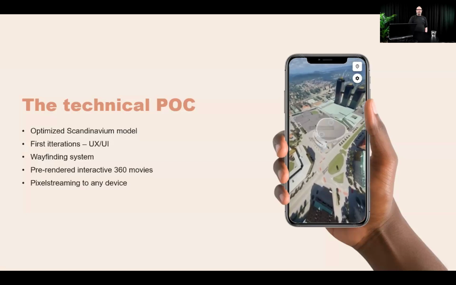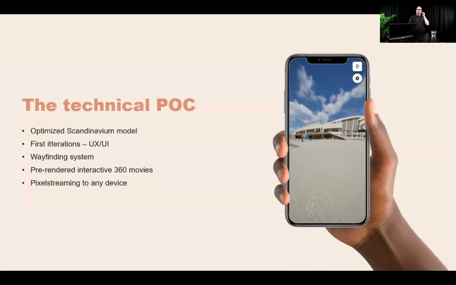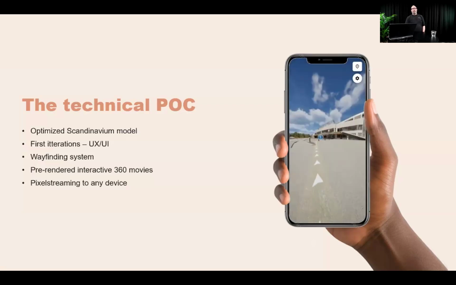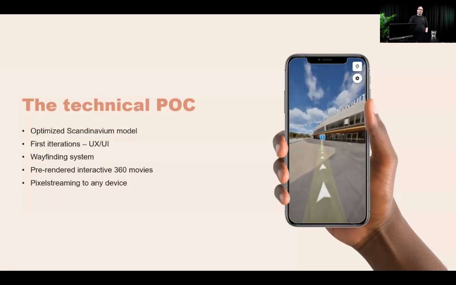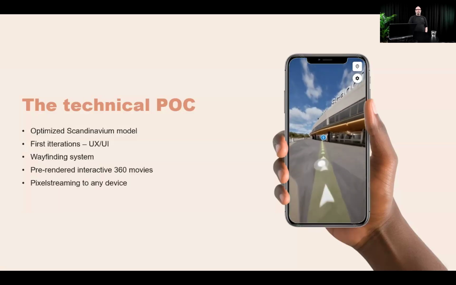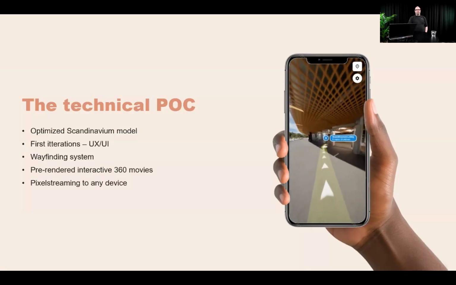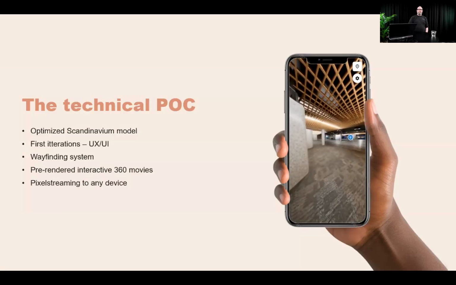So what we have done in this technical prototype is that we have taken the Scandinavian model, and we have optimized it for pixel streaming. So what you see here is actually a screen share with a pixel stream solution. So everything is running on any native device that you might have, which is really interesting. And this is one of the main components for us going forward, to actually be able to create an accessible digital twin through pixel streaming.